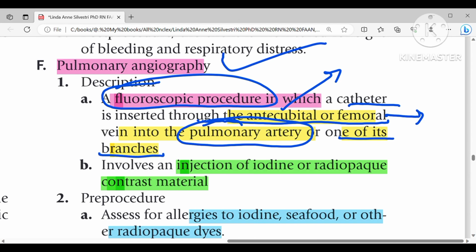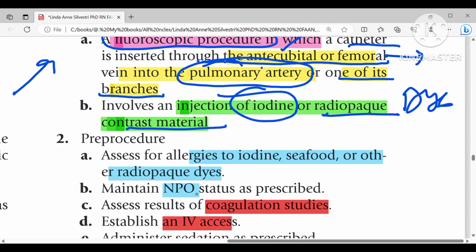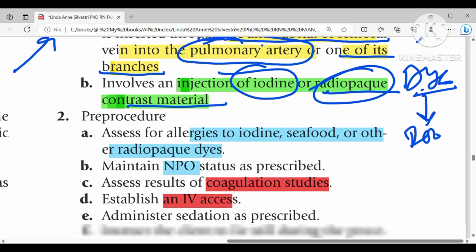So we will see how the blood flow is going on. So via the pulmonary artery we will see this blood flow. So this is pulmonary angiography. Okay, so it involves the injection of iodine or radiopaque contrast. So we will mainly use some dye. That dye contains iodine or another radiopaque substance. It will be a contrast material.